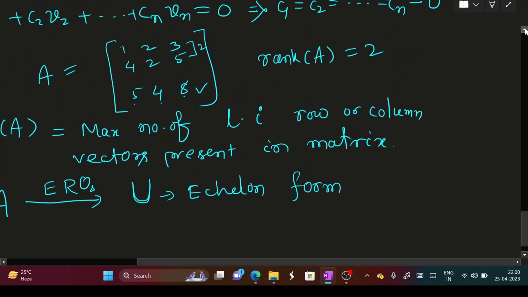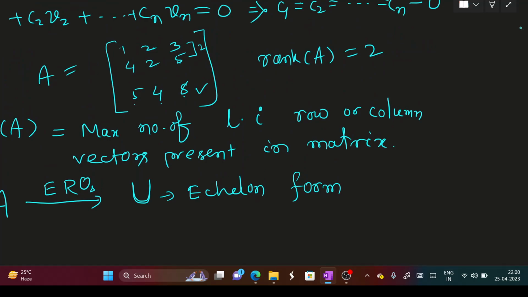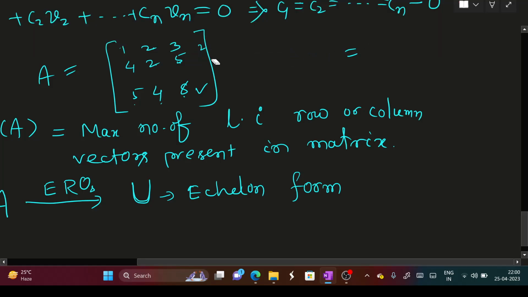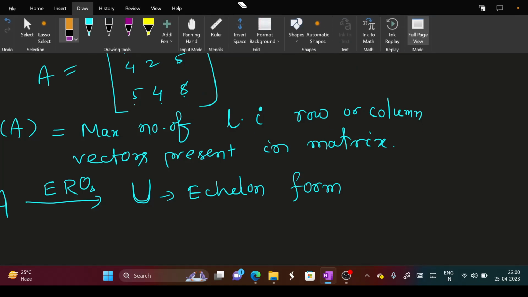So what will I do? In this matrix, I will do the row operations. What row operations will I do? What is my first pivot?